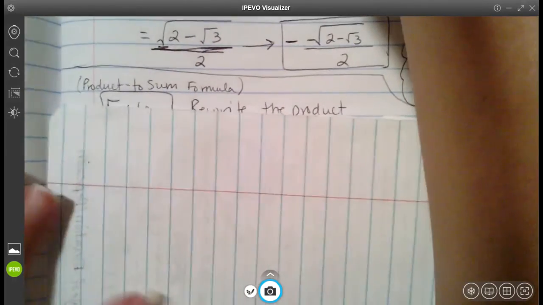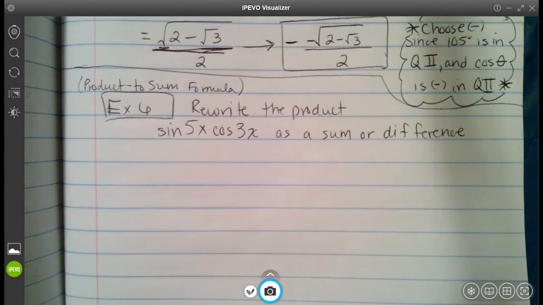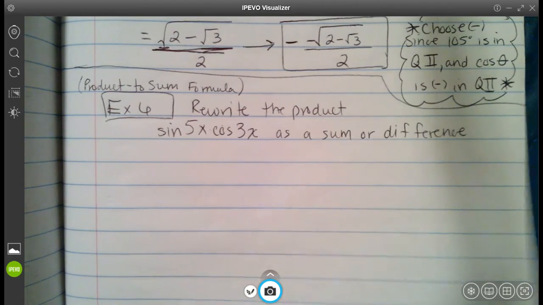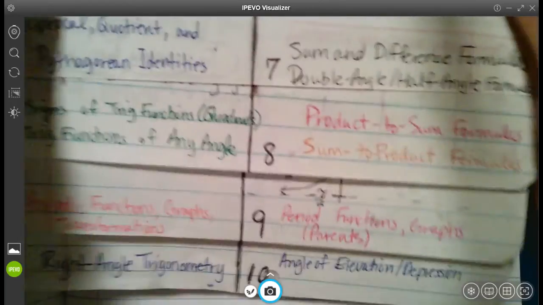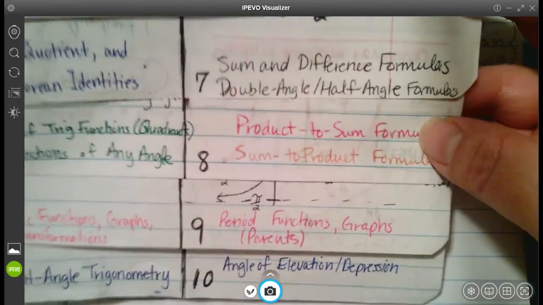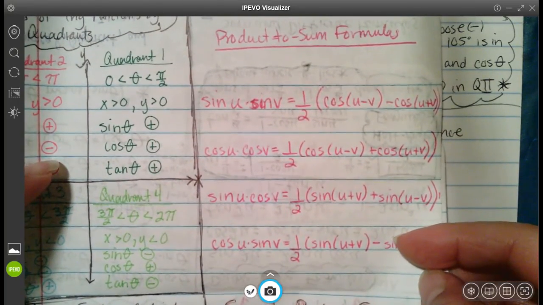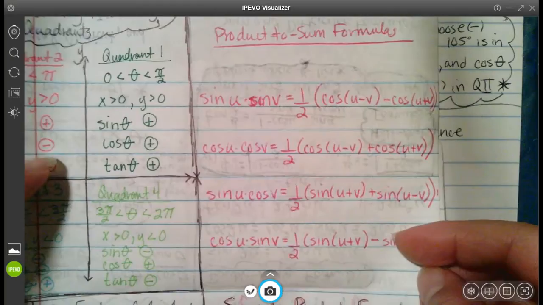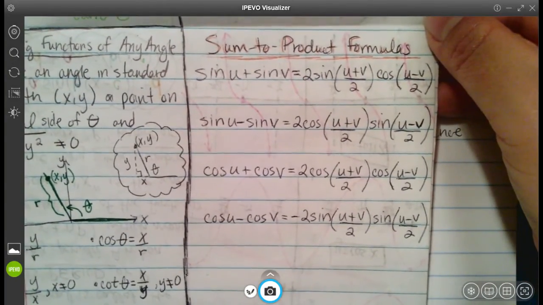Last but not least, and this one I think I am going to do super quickly. It does not take that long to do. So tab number 8, I believe, is where I added these last formulas. We're going to be doing product to sum and then sum to product. Tab number 8 is the one I was talking about earlier. I'll show it very quickly if you want to copy it now. But basically, these are our product to sum formulas. And then these ones are our sum to product formulas, so going the other way.